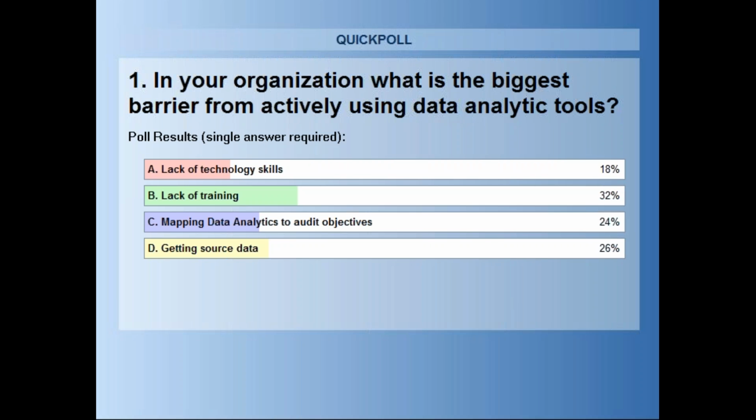Yeah, I'm looking for the specific percentages. Yeah. So, and that's good. So how about the source data? What was the percentage on that? Source data was 26%, and lack of technology skills was the lowest with 18%. Okay. I think that's probably changed, because it used to be lack of technology skills was much higher than that.